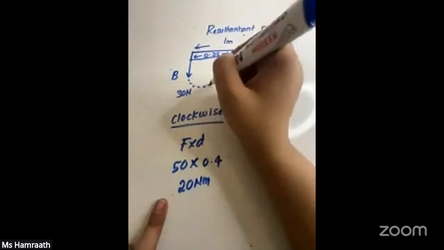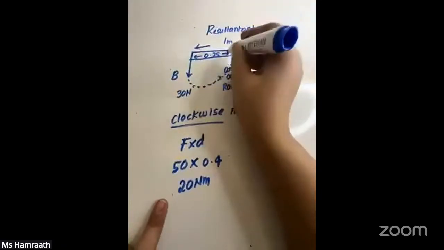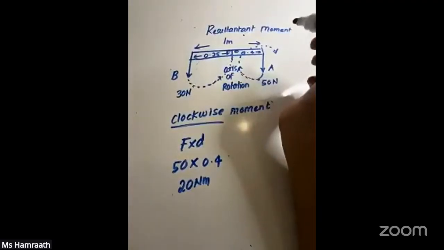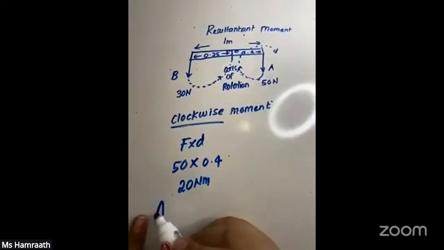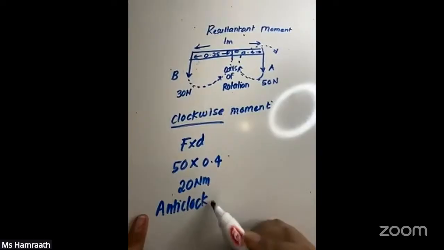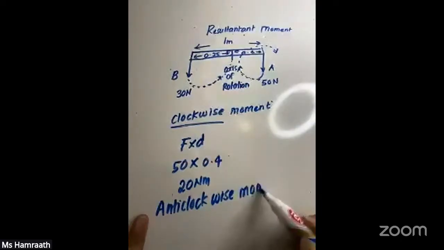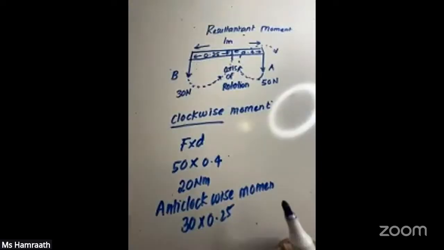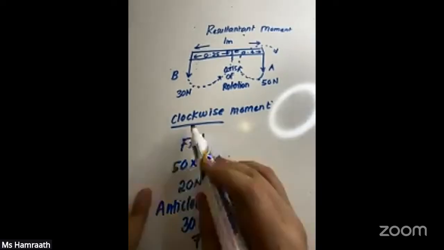Can you tell me the direction of the force B? Very good, this is anti-clockwise. For the anti-clockwise moment, 30 is multiplied by 0.25, which means 7.5 Newton meter. Now, we have clockwise and anti-clockwise.